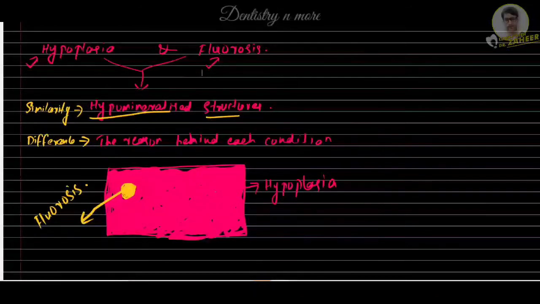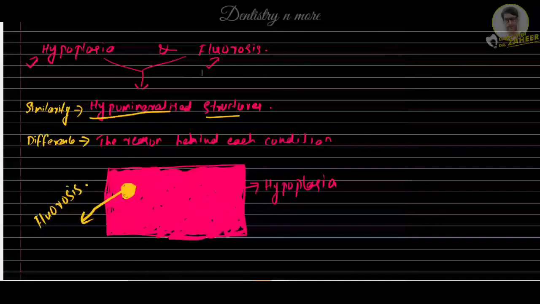So we need to understand the theory, the concept, the causes, and the presentation of these two in order to properly diagnose the condition, that is a white spot or white lines. This session is about understanding hypoplasia and fluorosis, their differences and similarity, how it happens and in which age group it happens. All those things will be dealt with in today's session.